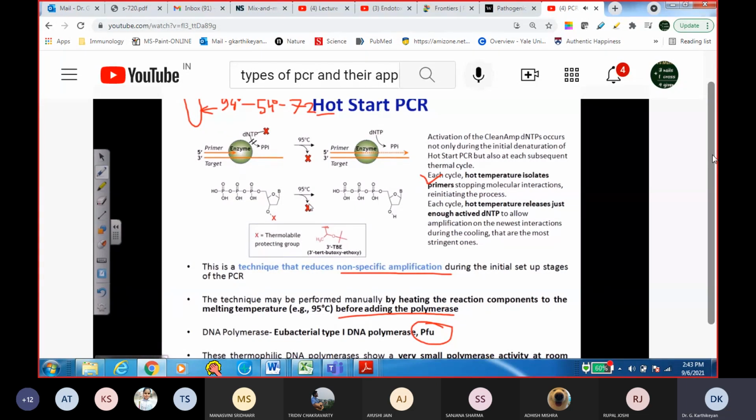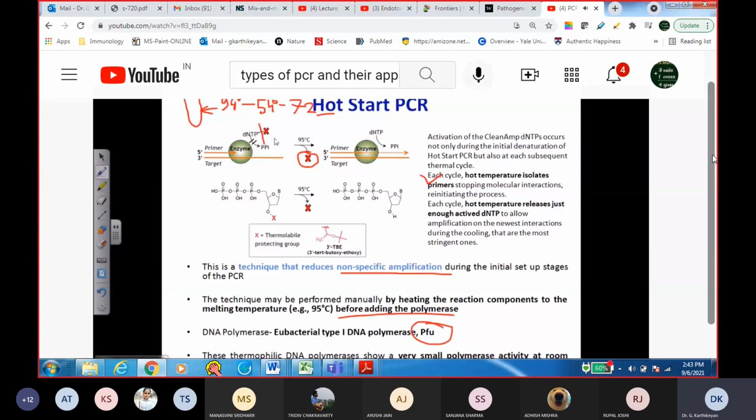So you can see here this red colored thing is the thermolabile protecting group. Now what happens when we heat it, this protecting group is just cut out and moved away. As a result of this, we can actually carry out this process. Otherwise this thermolabile protecting group is blocking the polymerization process. This is another important thing about the hot start PCR.